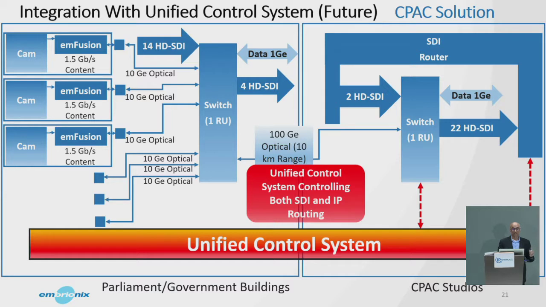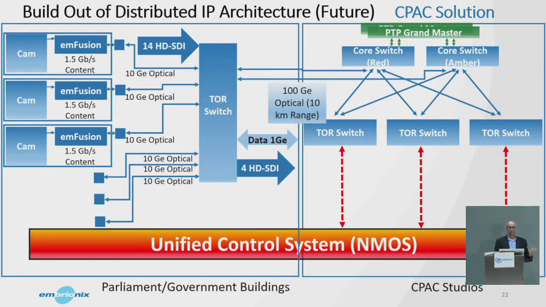So unifying that control. And then, as well, it could migrate to where it is entirely IP, so implementing a distributed IP architecture. And you'll notice now here on the right, you've got what effectively is a leaf spine architecture. And in this case, the PTP grandmasters are shown there as it's now 2110. And in this case, the switch that exists at the Parliament buildings is effectively another leaf or another top of rack switch on the system without any blocking.